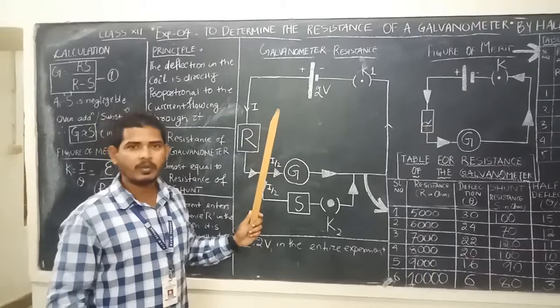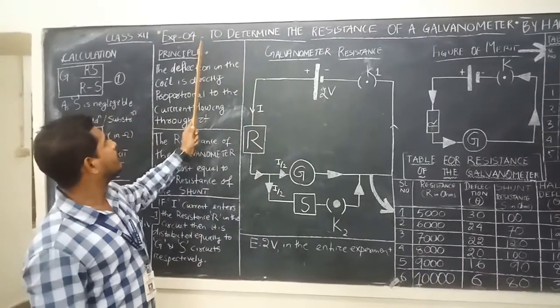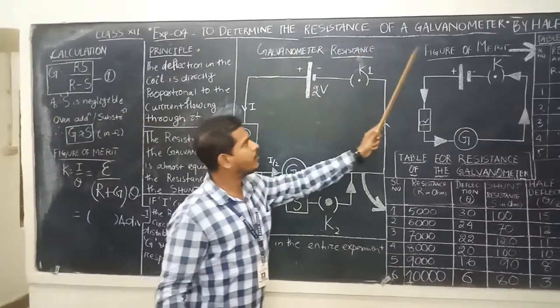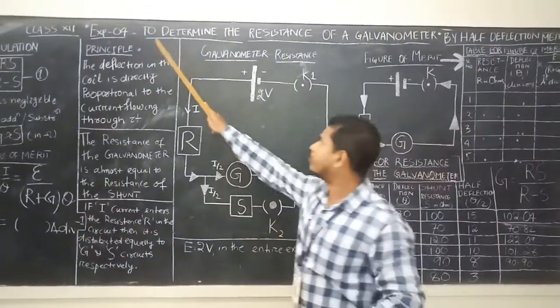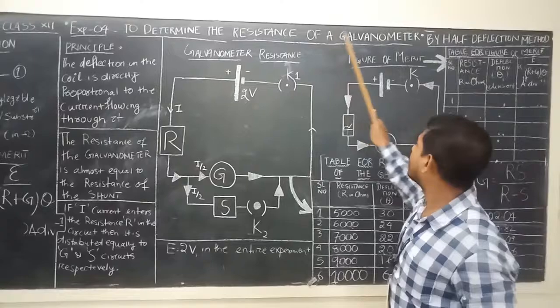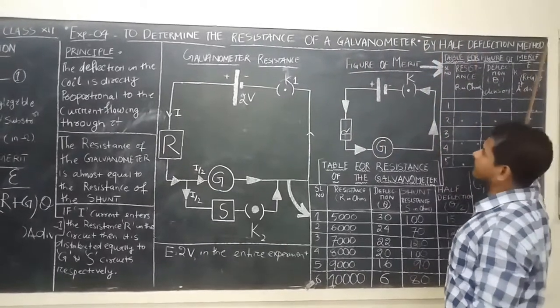This is your fourth experiment. The experiment title is: determine the resistance of a galvanometer by half deflection method. Again I am repeating it: to determine the resistance of a galvanometer by half deflection method.